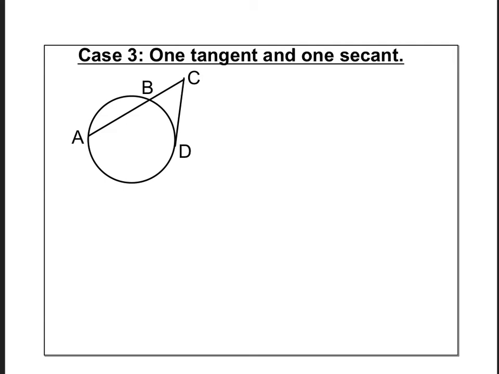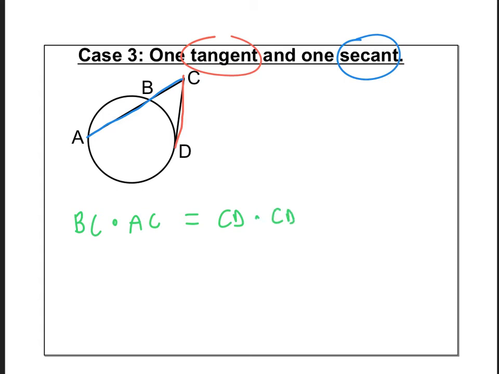This one is the one I was saying was kind of similar to the previous example. So again, this one has one tangent, CD is a tangent right there, and AC is a secant. We can use the same thoughts here where it's outside piece times entire piece. So outside piece, BC, times the entire piece, which is AC.